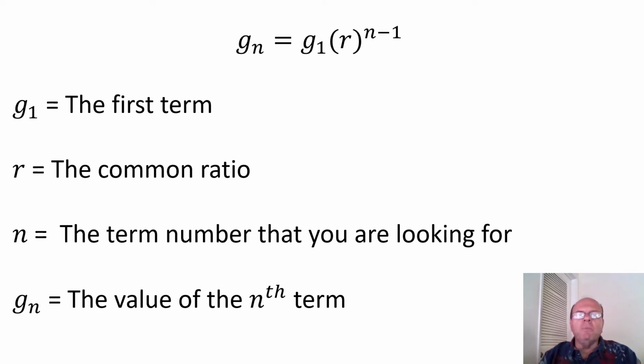R is the common ratio. N is the term number that we're looking for in the problem. And then g sub n is the value of the nth term.